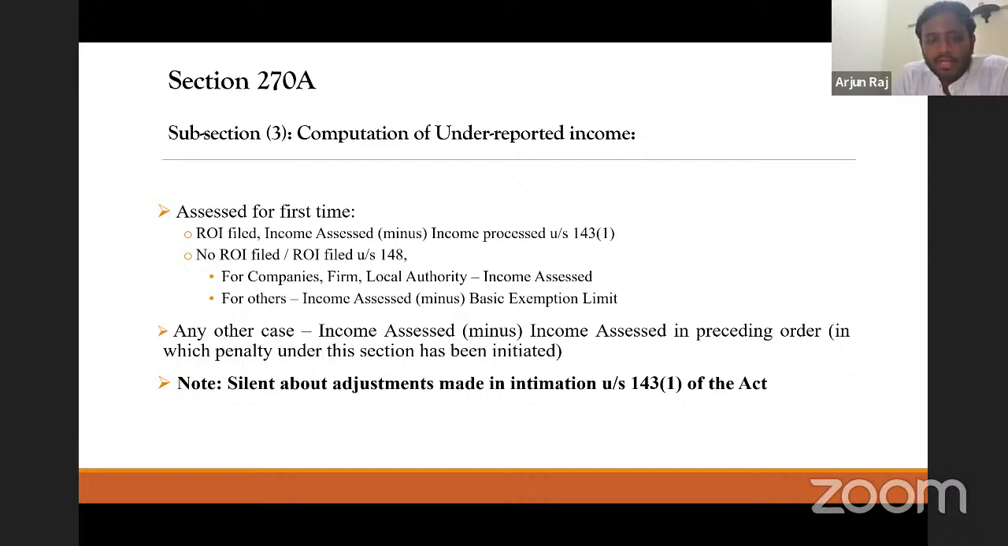In the event of not filing a return, for a company, firm, and local authority, there is no basic exemption, so it will be flat at income assessed. In case of any other person, it will be minus the basic exemption. And in the event of subsequent assessments or any other case, the residuary clause, it is calculated by income assessed minus income assessed in the preceding order. So if the first assessment quantified is 100, and the second assessment is 140, the penalty proceedings initiated under reassessment can be limited only to that 40 rupees, not to any of the additions made in the first round of proceedings.